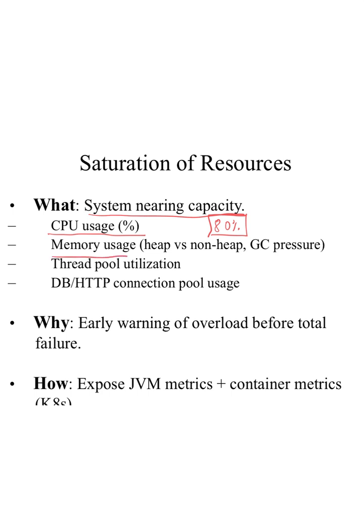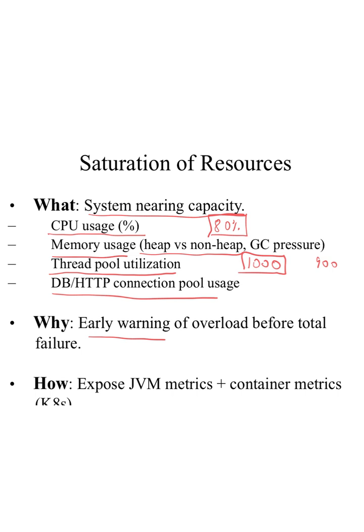Memory usage, you should also measure how much is the heap versus non-heap memory. What is the thread pool utilization? Let's say you have only 1,000 threads per server, and if 900 are being used, you should do something. And connection pooling, please note that HTTP connection pooling or DB connection pooling are limited. If they are being overused, then you should take some action. Why is it important? Early warning helps you to avoid total failure.